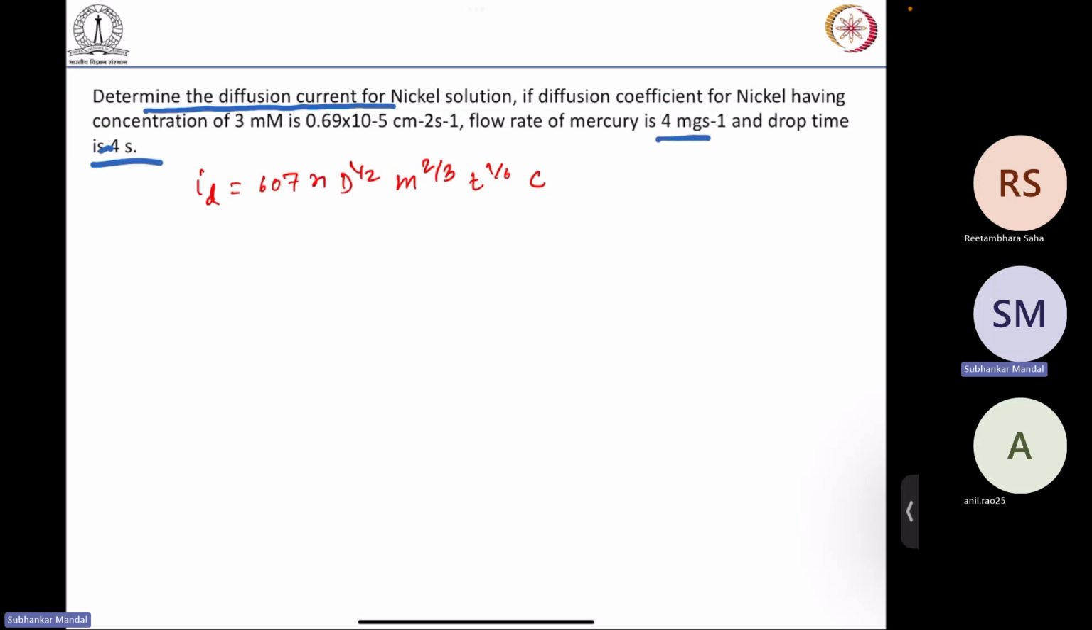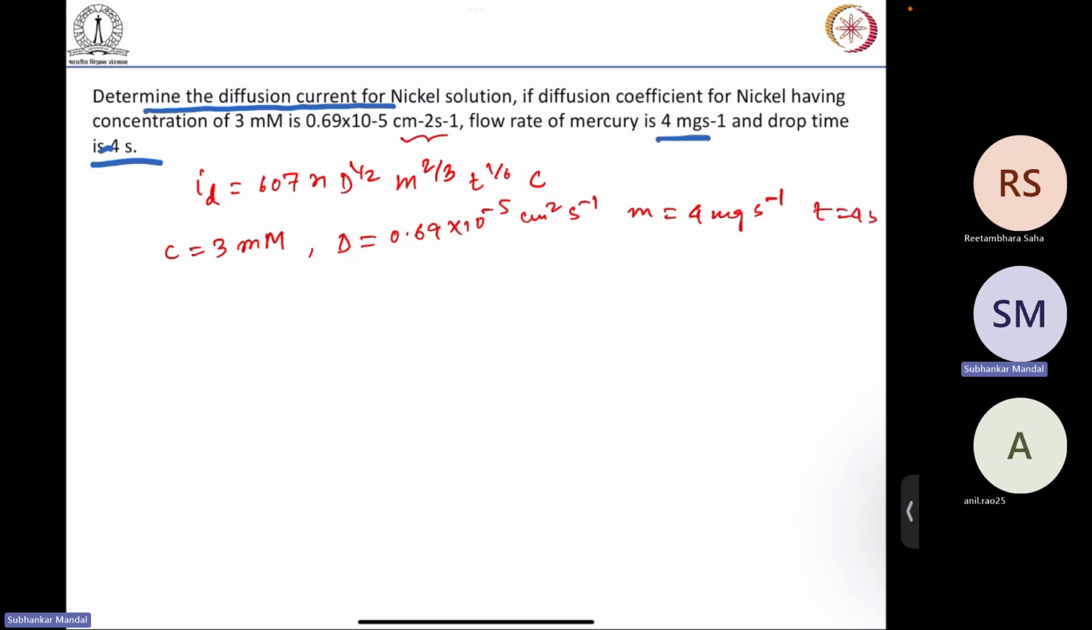So what is C? It is given that C is 3 millimolar. And the diffusion coefficient D is given as 0.69 into 10 to the minus 5 centimeter square second inverse. This centimeter square second inverse is the diffusion coefficient in the solution. And what other things are there? m is 4 mg second inverse, and t is 4 seconds, it is given.